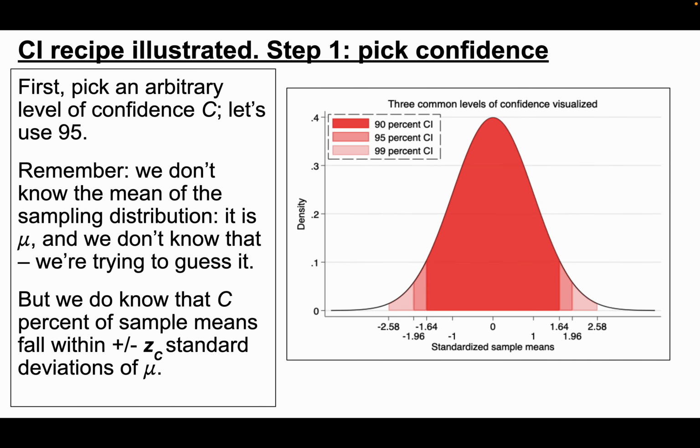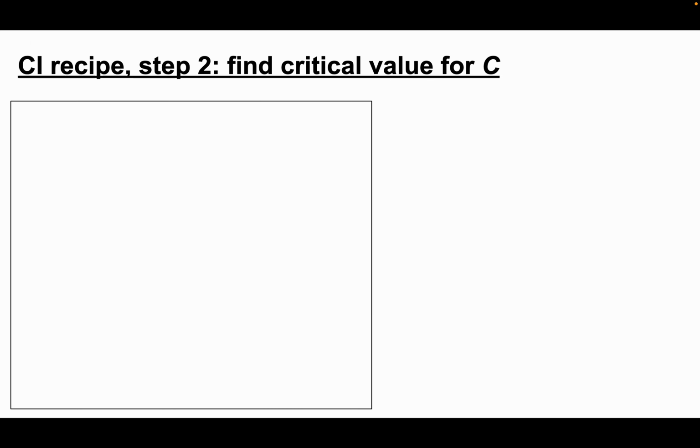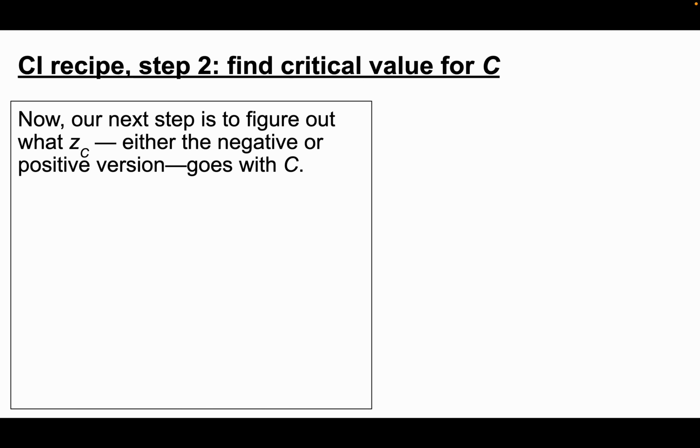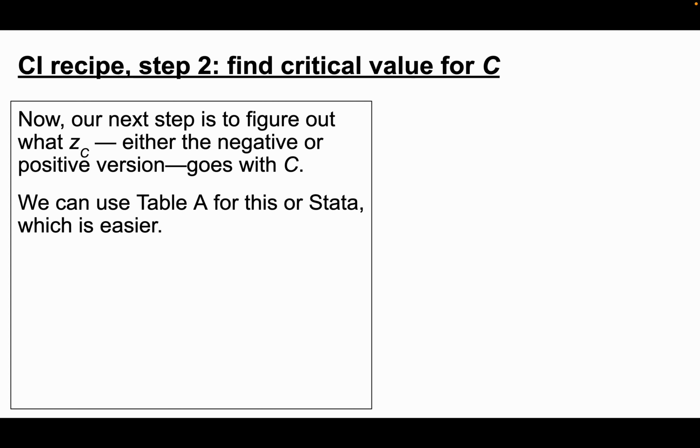And so we're just going to use this picture of the normal curve that we've used before. We're picking an area under the curve here, which corresponds to some level of confidence, and then we're going to find out, if we don't already know, what the associated z is. Now in this case, we happen to know z, but we might not, depending on the level of confidence. So our next step, if we don't know z, and in principle, I'm just saying this in a general way, so even if you already know z, you might come across a situation where you don't know it. So the next step is to find what critical z goes with c. We can use table A for this, or stata, which is easier.